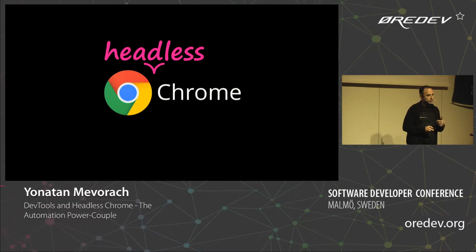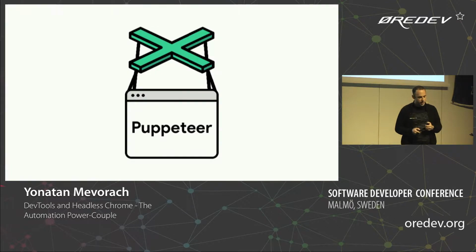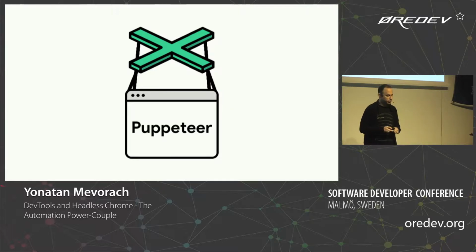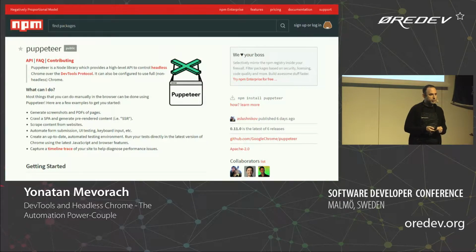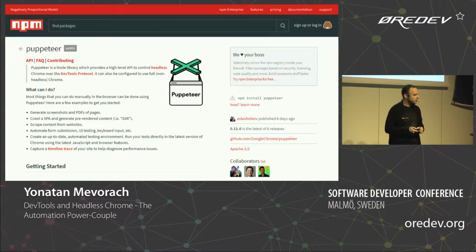What we can do with this, we'll see later on. Also, the team behind Headless Chrome released a companion library called Puppeteer, which you may or may not have heard of. It's meant to be a high-level wrapper for controlling Headless Chrome. And let's see an example of using it. If you want to get started with it, it's just a node library, so you can grab it off npm and start using it.